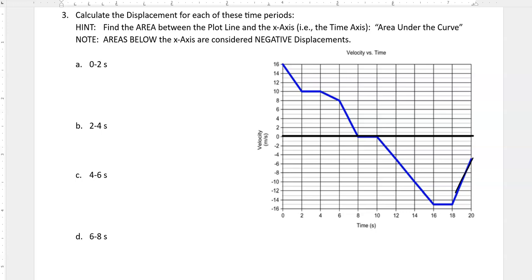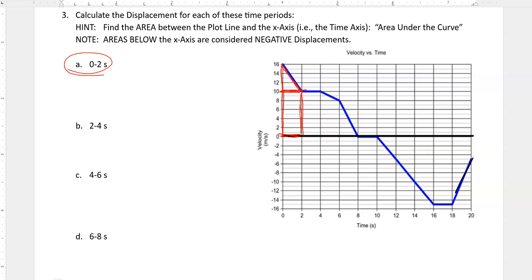So now that you've seen the whole area for this plot that represents displacement, let's look at the individual slices that represent each period of time. So from 0 to 2 seconds, we are interested in this displacement here. And you'll notice that's kind of an unusual shape. It's actually a trapezoid. And while we do have formulas for areas of trapezoids, it's much easier to just break it up into a triangle and a rectangle.